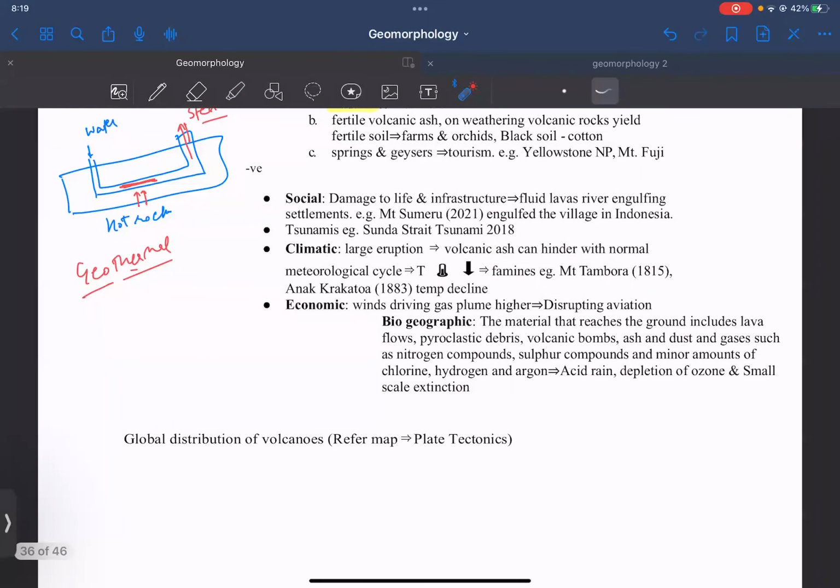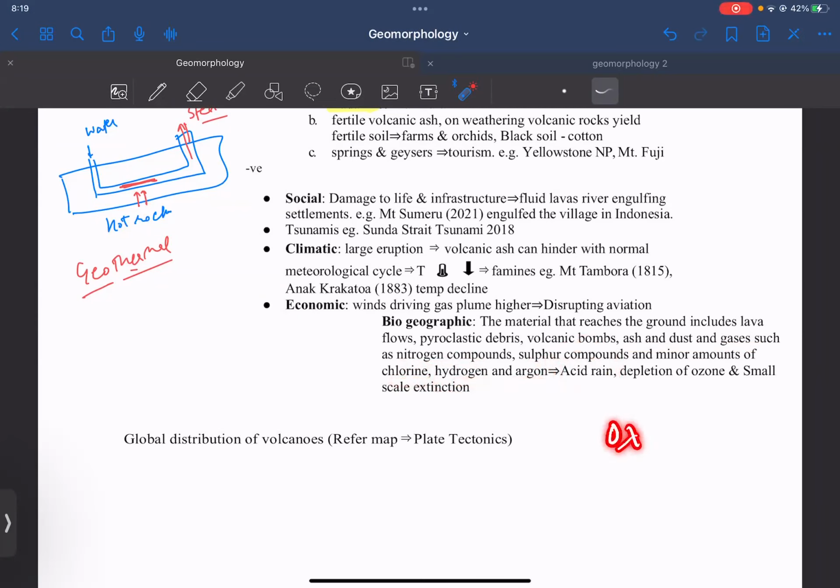Then it releases various types of materials. Pyroclastic debris, simply debris, is small size. Volcanic bombs, again small size bombs. Ash and dust gases. Various gases are released: nitrogen gases, sulfur gases, chlorine, hydrogen, argon. These are the gases. And we know what is needed for acid rain?